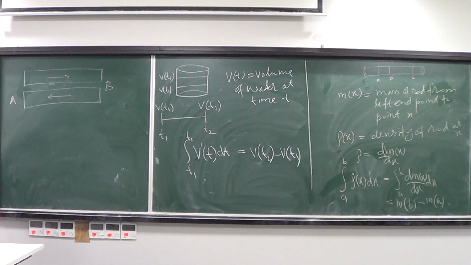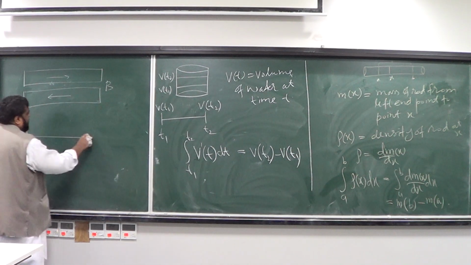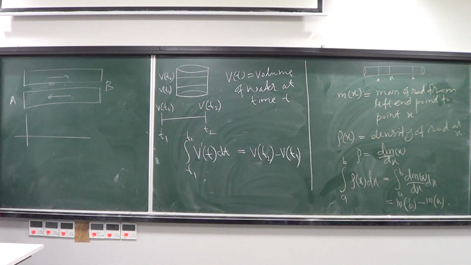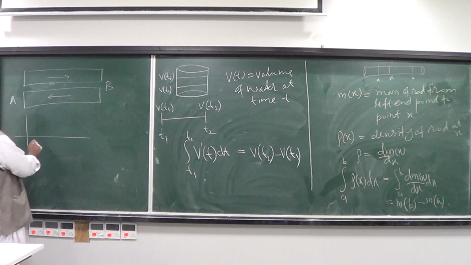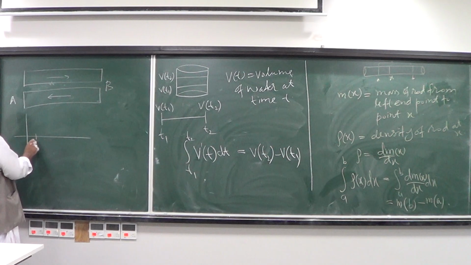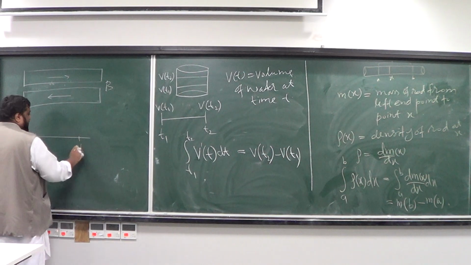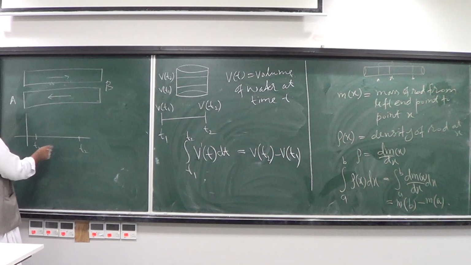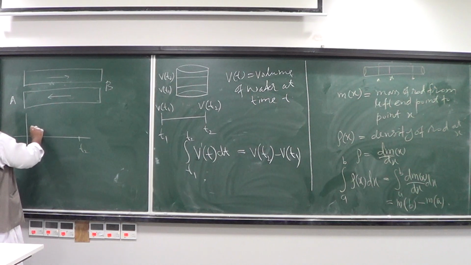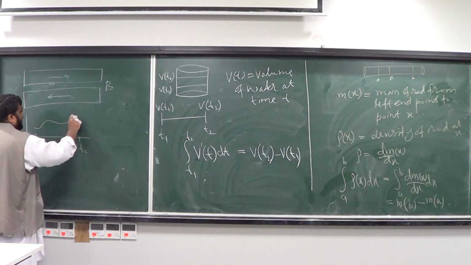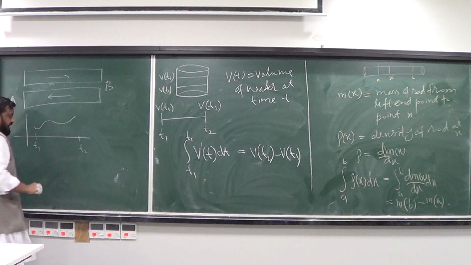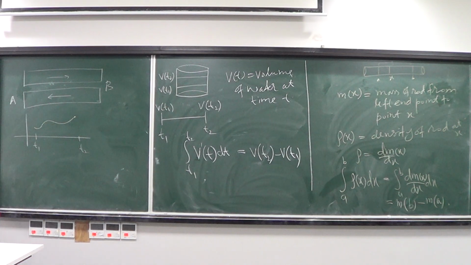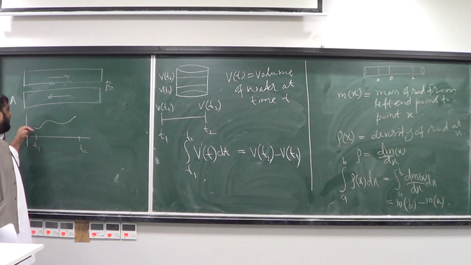Then, if I give you a graph of the velocity that goes like this, with some instant T1 and some instant T2, between these two instants the graph of the velocity goes like this. So what would be the interpretation of the graph?